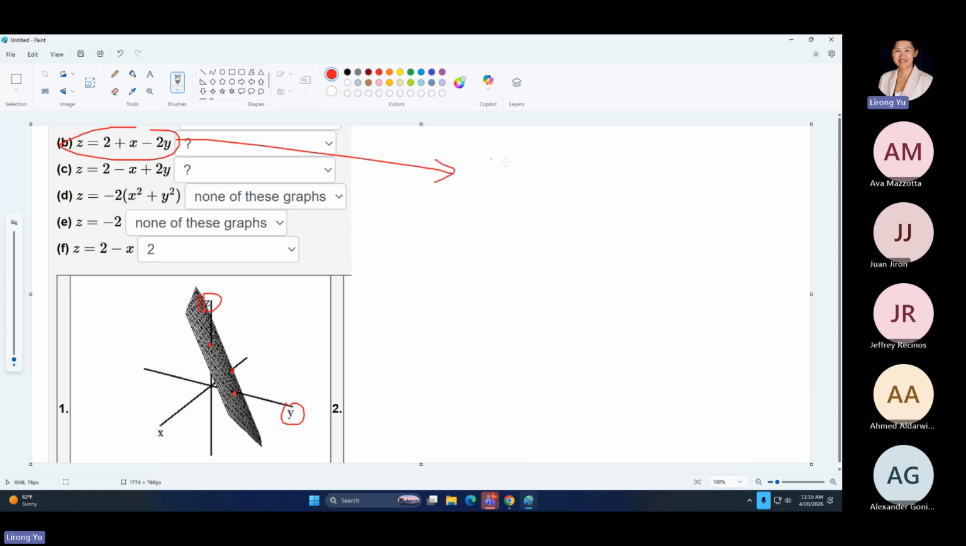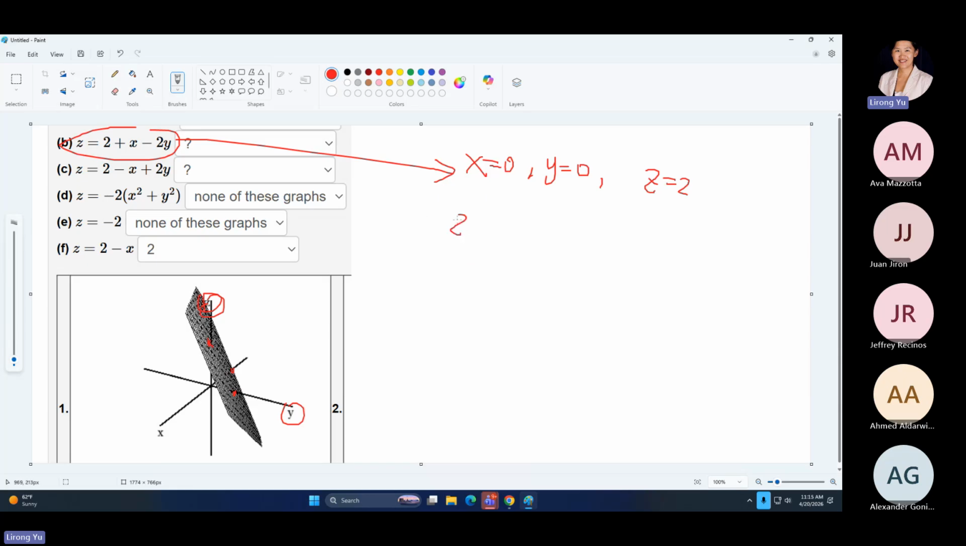When x equal to 0, y equal to 0, you can see what happens: z equal to 2. So that seems to make sense. This one is higher on the z, so z equal to 2. So that's 0, 0, 2. And let's see the x.